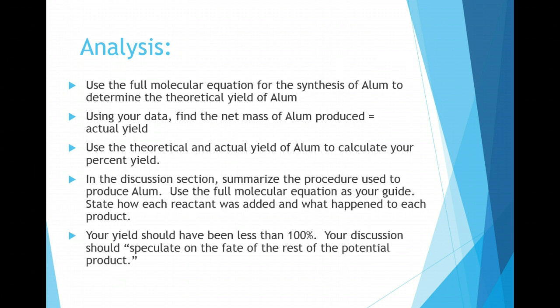The last part of Dr. Hansen's analysis section states your yield should have been less than 100%. Your discussion should, quote, speculate on the fate of the rest of the potential product, end quote. So you probably have less alum than your theoretical yield, so come up with some reasons why or an explanation of where it might be. Human error is not a good reason why your yield is low. There are definite scientific procedural reasons why your yield should be less than 100%.